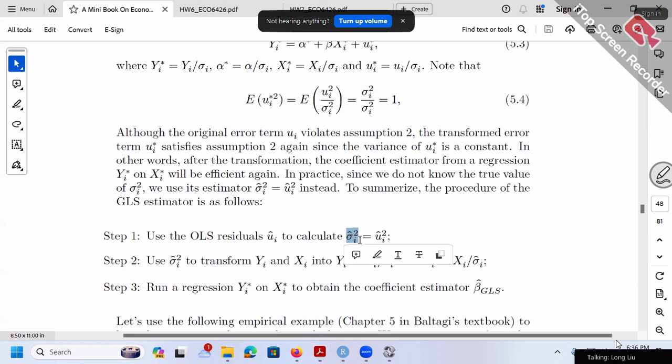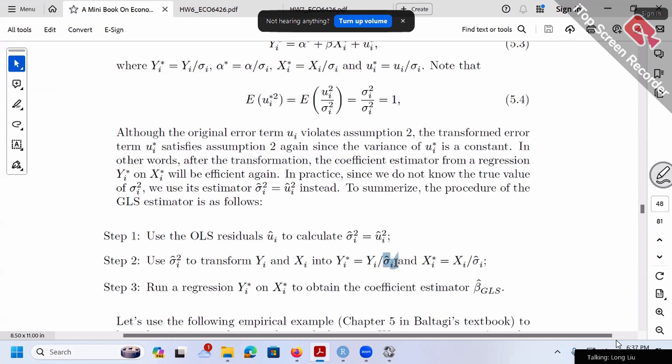So again, sigma square i, the estimate, we put a hat on top to know this is our estimator. An estimator for sigma square i is simply the OLS residual, u hat i, squared. Once we have the estimate for sigma square i, our next step is to calculate Y star, X star. How do we calculate Y star, X star? Very simple. We use Y divided by sigma i hat, X similarly divided by sigma i hat, right? So we got our Y star, X star.